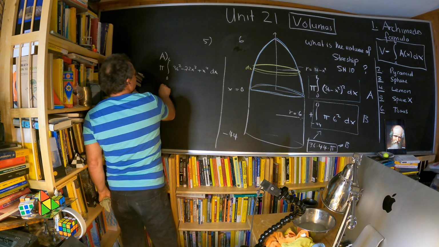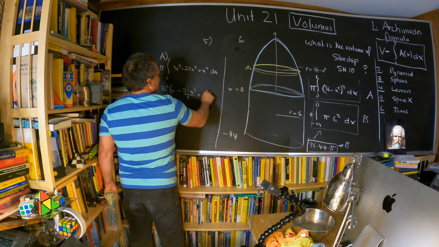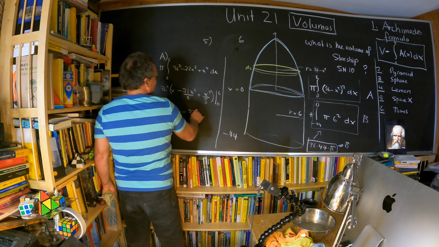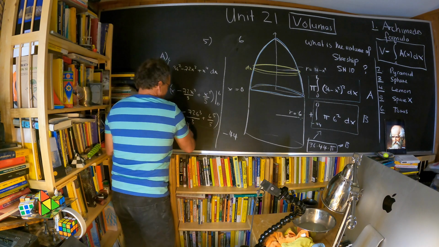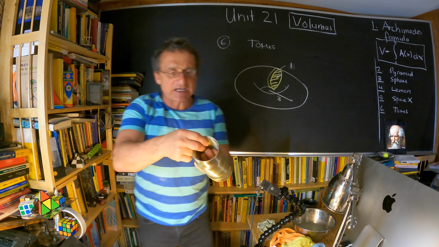So this is 36 squared x minus 72 x cubed over 3 plus x to the 5 over 5, evaluated from 0 to 6. This is 36 squared times 6 minus 72 times 6 cubed over 3 plus 6 to the 5 over 5. And you can see 0. So that's part A. And the total calculation is A plus B. We can do it with single variable calculus.